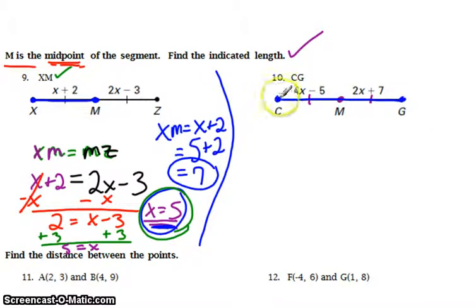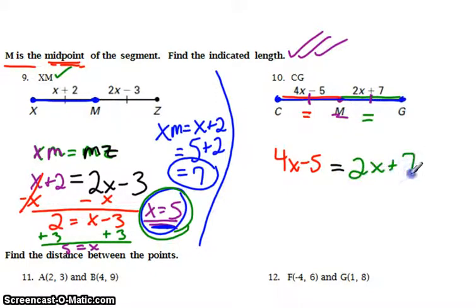Well, I know that the distance between C and M is represented by 4x minus 5, and the distance between M and G is represented by 2x plus 7. But that doesn't really help me so much right now because I don't know what x is. I want numbers. Well, if you remember that M is the midpoint, you know that this side has to be equal to this side. So in order to find x, I can take the 4x minus 5 from here and set it equal to the 2x plus 7 from here, because I don't know what those expressions are right now, but I do know they have to be equal.